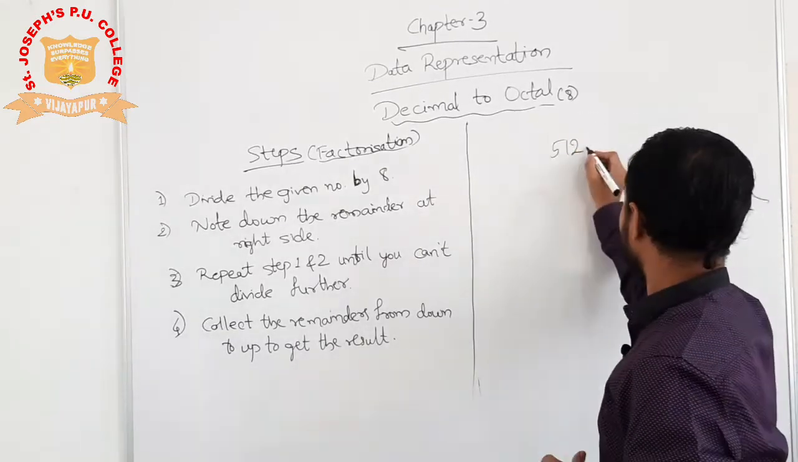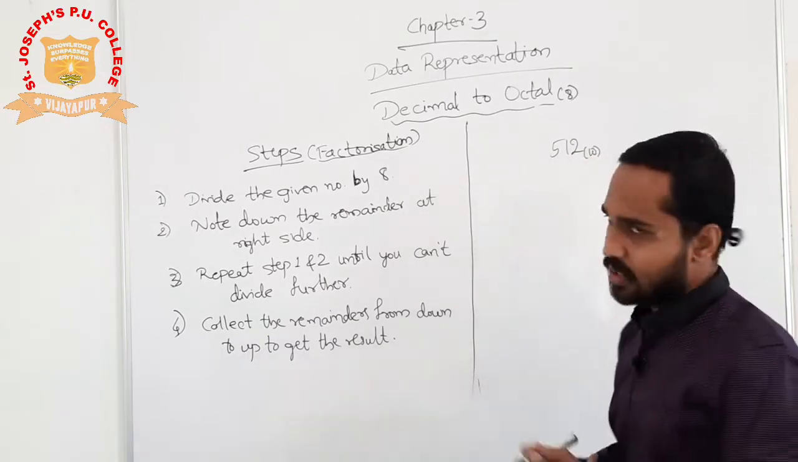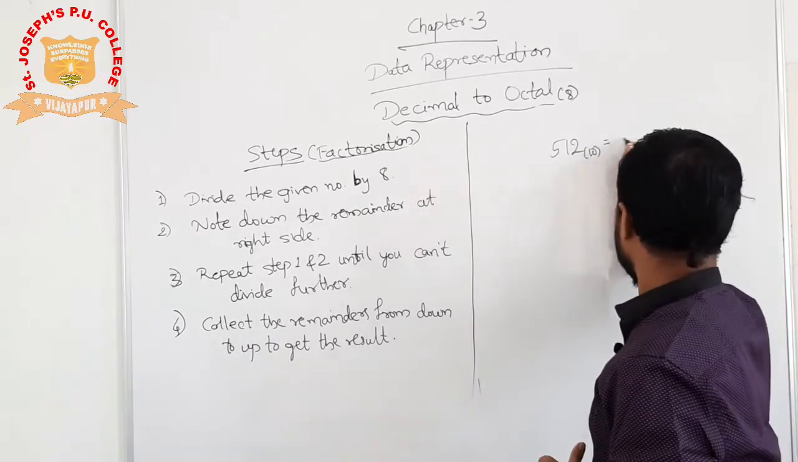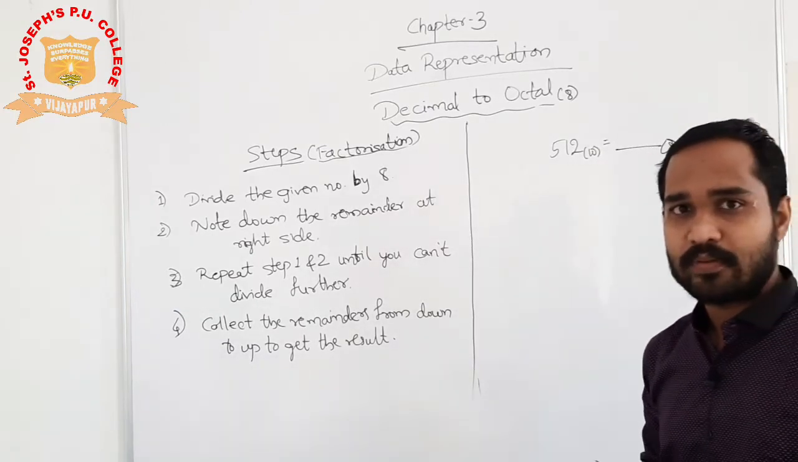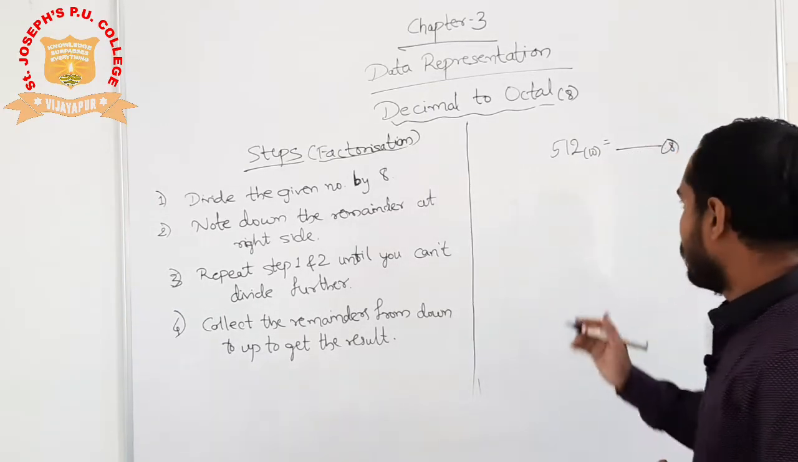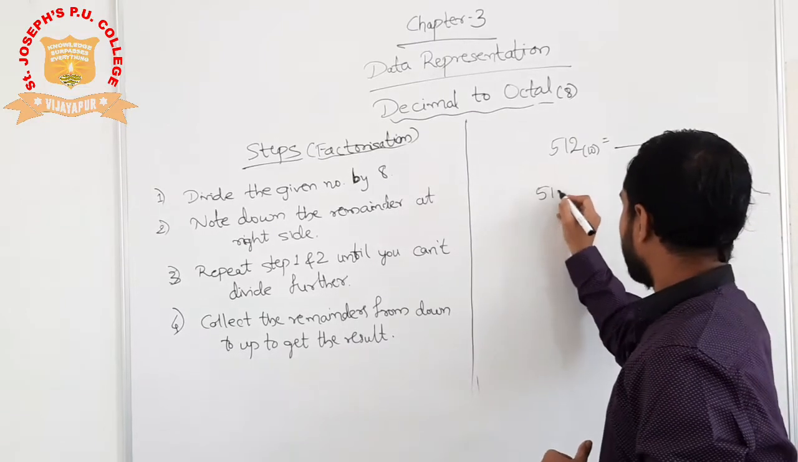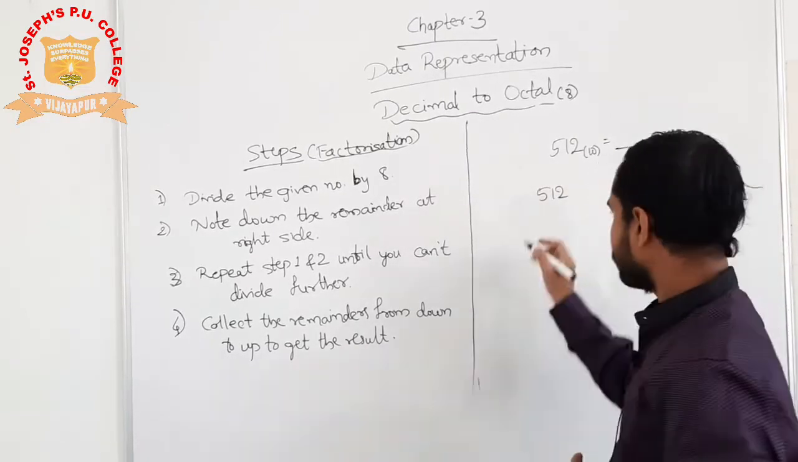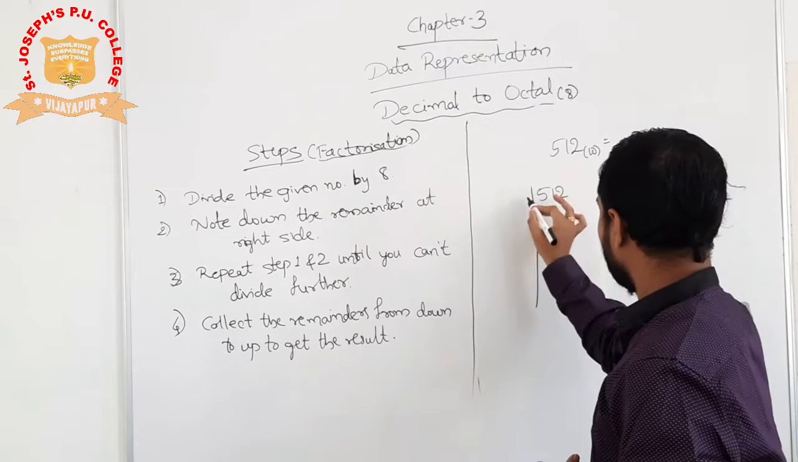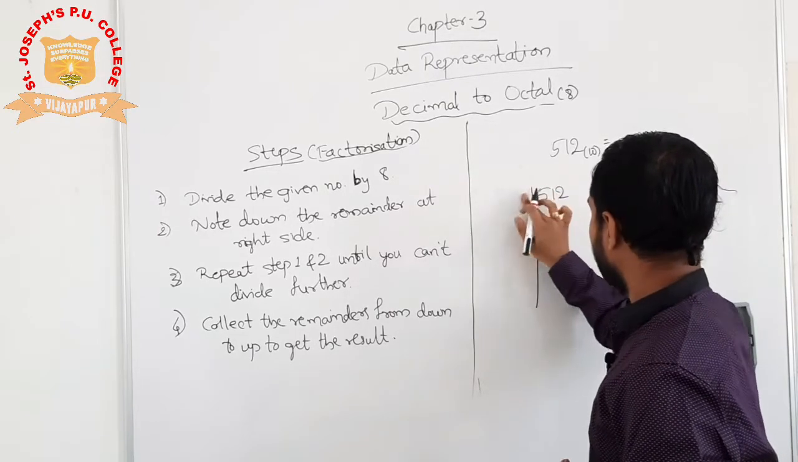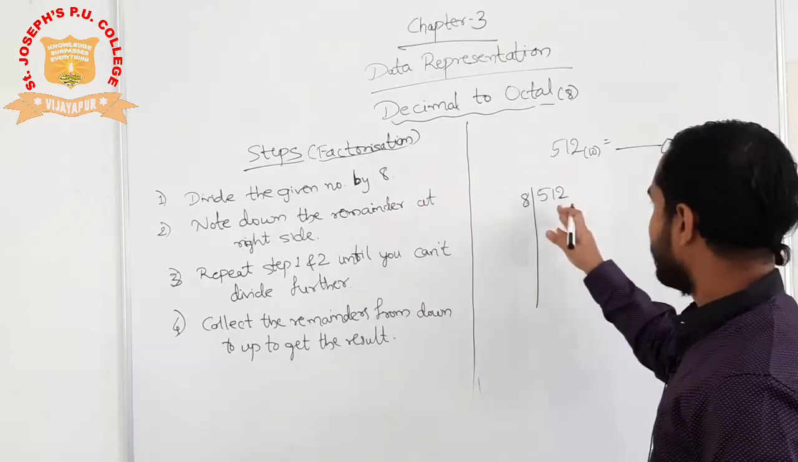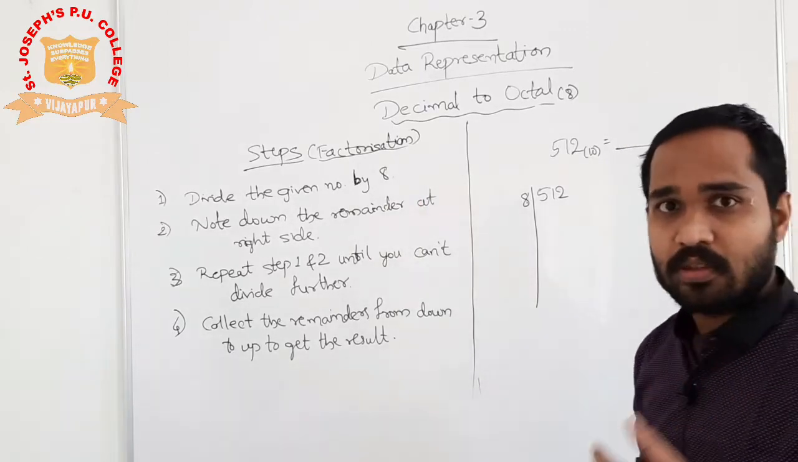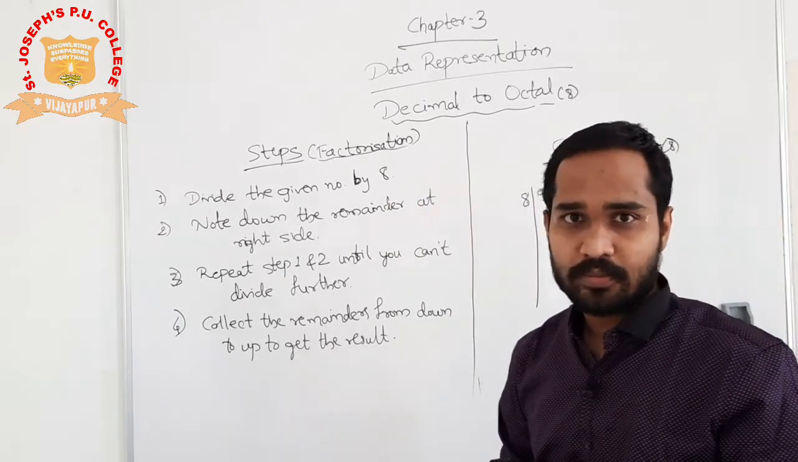This is a decimal number. I want to convert it into octal. Correct? So what do I have to do? Take 512, divide it by 8. Correct? Divide the number by 8. Fine. When you divide this by 8, try to see what remainder you get.